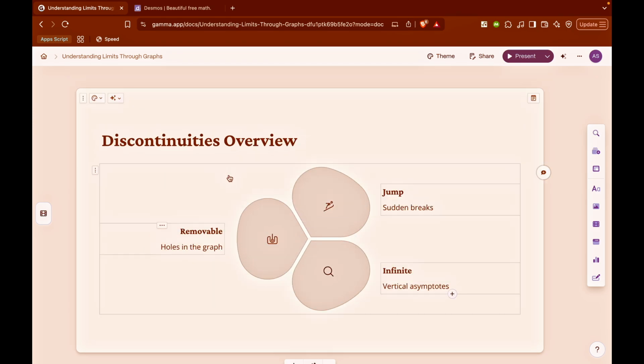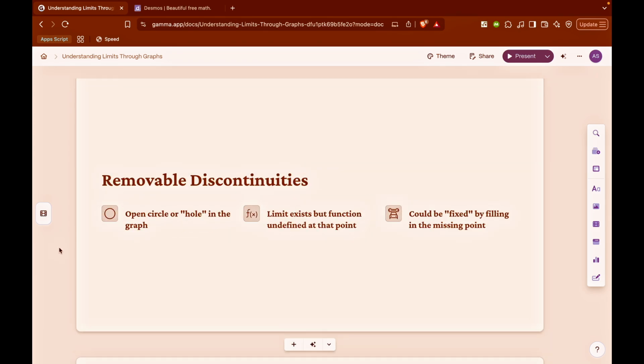Three main types of discontinuity. Removable, where basically you have a hole in the graph. Jump, where there are sudden breaks, like at one x value it's at this point, but then at the same x value there's a different y point. And infinite is if we have vertical asymptotes. So that's basically it for all the discontinuities, and in the next 3 slides, we're just going to quickly go over each of them in a bit more detail.